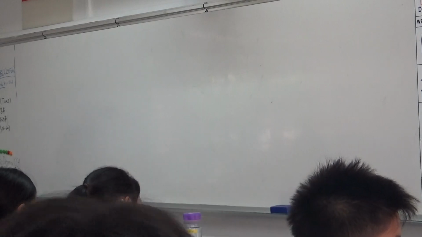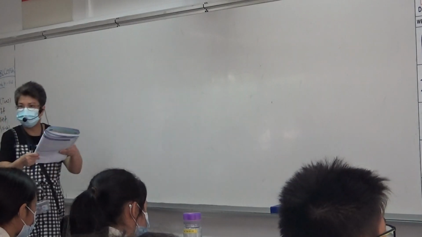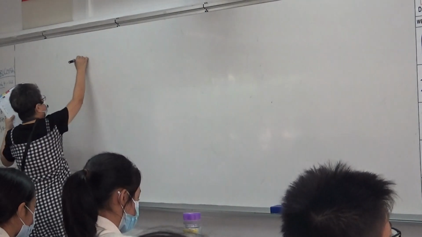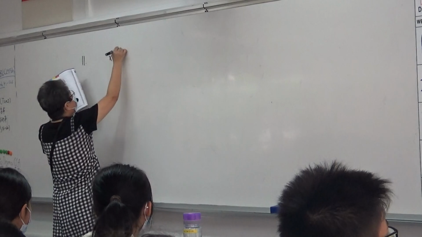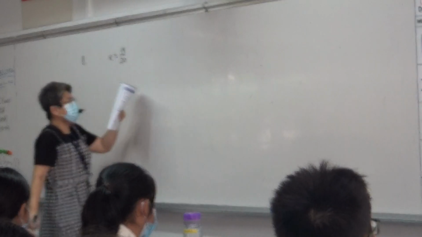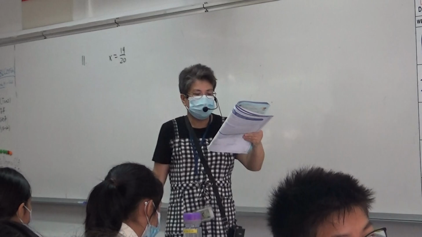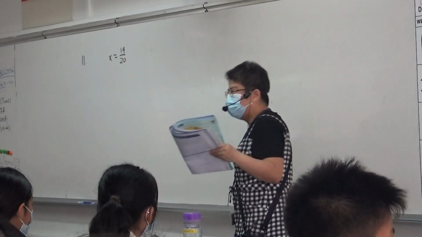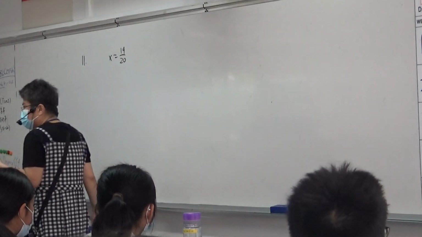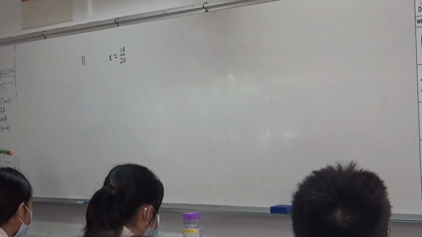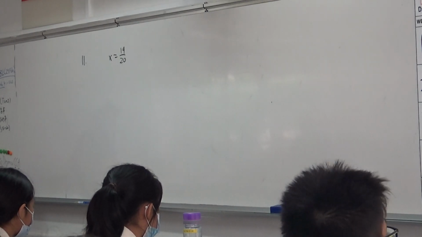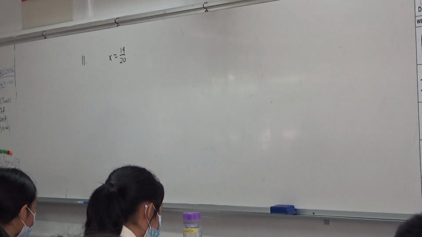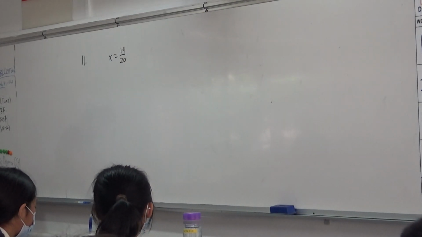By showing your working clearly, verify if x equals 19 over 20 is a solution of the equation. Now, if it is a solution, that means I must have left hand side equal to right hand side when I substitute this value. Do you all agree with me? Yes or no? Okay, now I'm going to write down the equation.